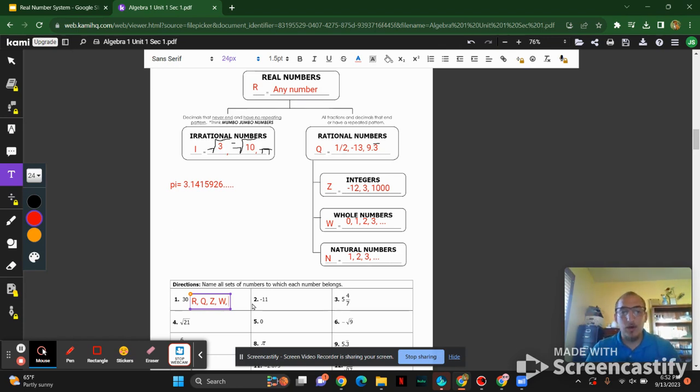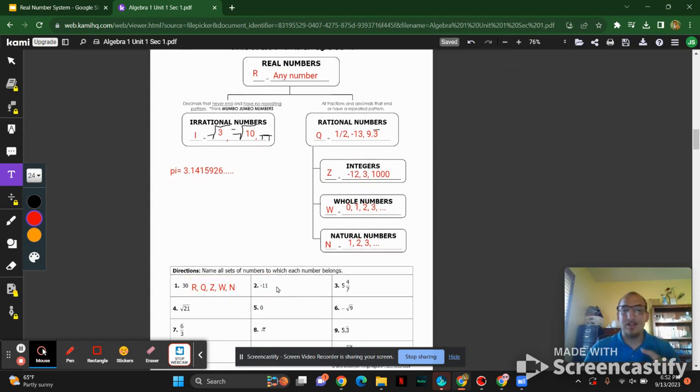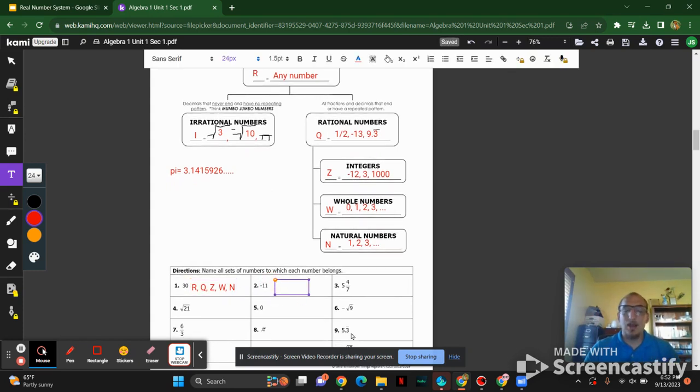And then the last one, we think, is 30 a natural number? Well, natural numbers just can't be 0 or negative. So is 30 0 or negative? Nope, we put N. And then we can keep doing that for every single number. And I like 11 because 11 is going to show us something special. So again, let's do negative 11. Is negative 11 a real number? Every number is a real number. Boom, R.